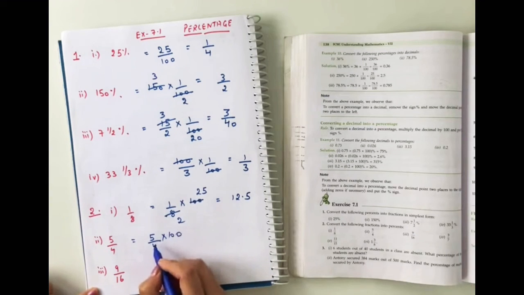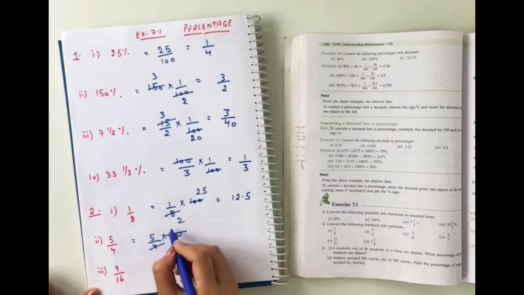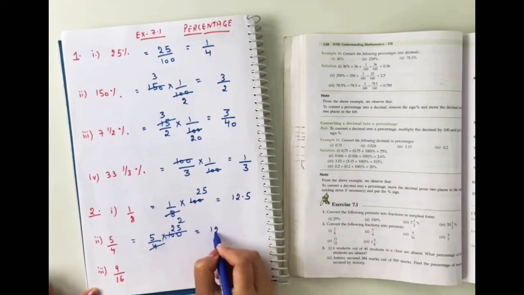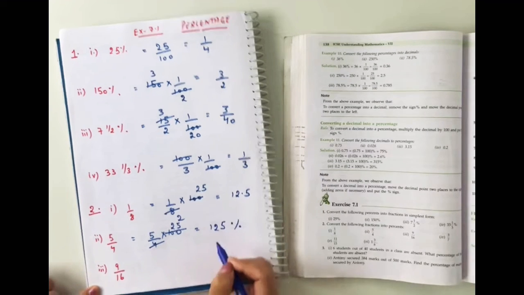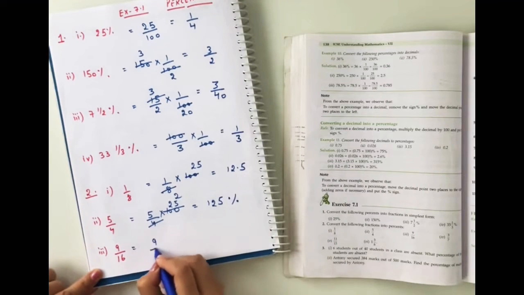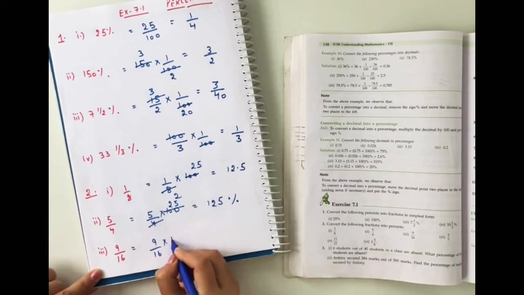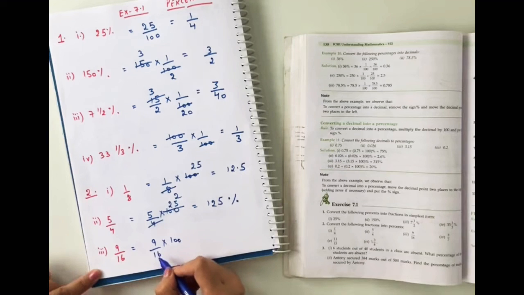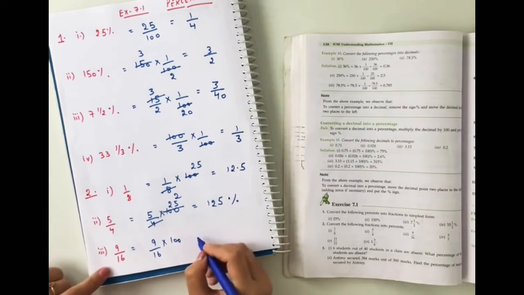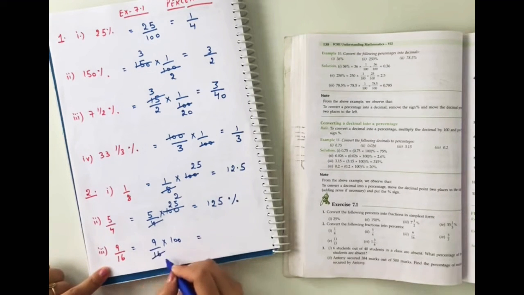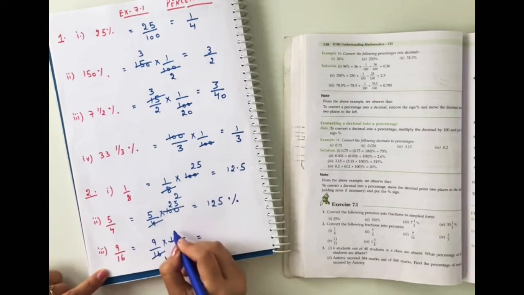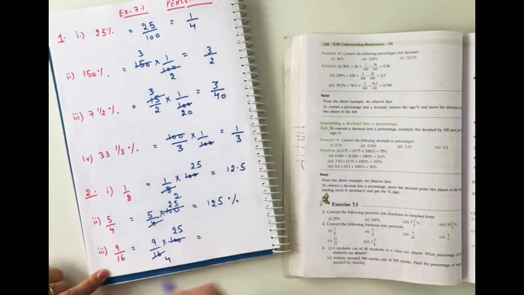5 upon 4 into 100. So it goes with the 4 table. 4 2s are 8, 5. So 125%. 9 upon 16 multiplied by 100. So it again goes with the 4 table. 4 4s are 16, 4 2s are 8, 4 5s are 20.